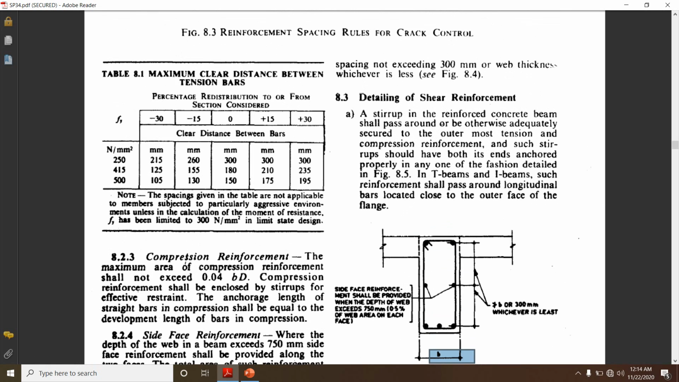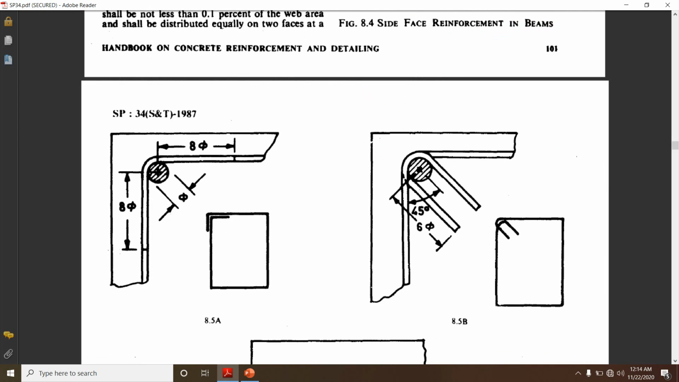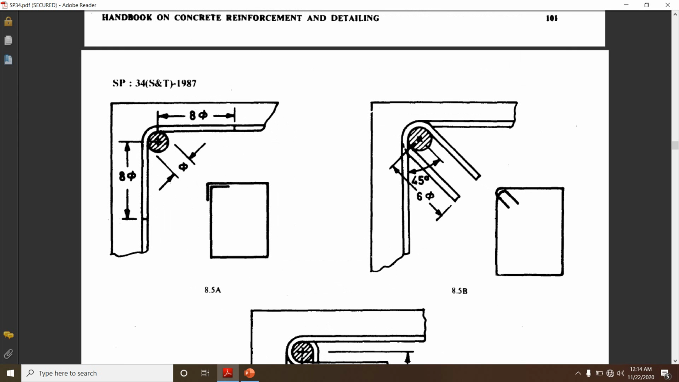Then next, they have given the detailing of shear reinforcement. A stirrup in a reinforced concrete beam shall pass around or be otherwise adequately secured to the outermost tension and compression reinforcement, and it should have both its ends anchored properly in any one of the fashions detailed in figure 8.5. So whenever we are going to provide a bend, the detailing has to be done in this way.